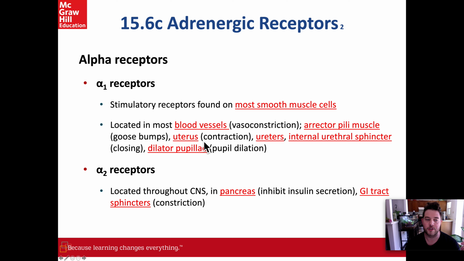They do vasoconstriction, goosebumps, uterine contractions, contracting the ureters, closing off the internal urethral sphincter, and pupil dilation, which is constricting it back. The alpha 2 receptors are located throughout the CNS and the pancreas, inhibiting insulin secretion, and the GI tract sphincters, causing constriction there. So you have alpha receptors. These are just different subtypes of them.